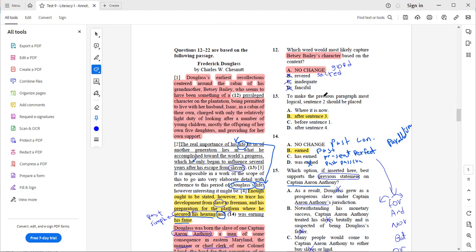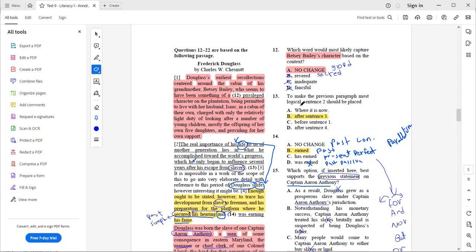To make the previous paragraph most logical, sentence 2 should be placed. Take care. Sentence 2, as Marshall Ziad mentioned before, is going to be the introduction, so it must be related to what comes before and what comes after. We're going to read sentence 2 and find the keywords.